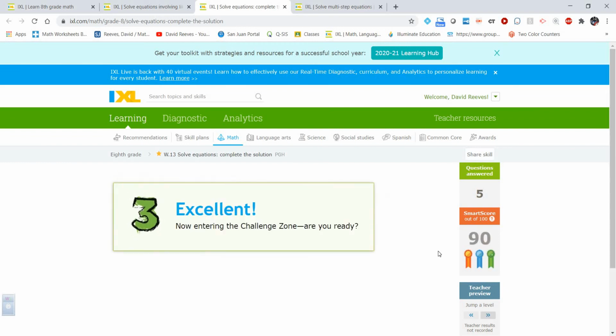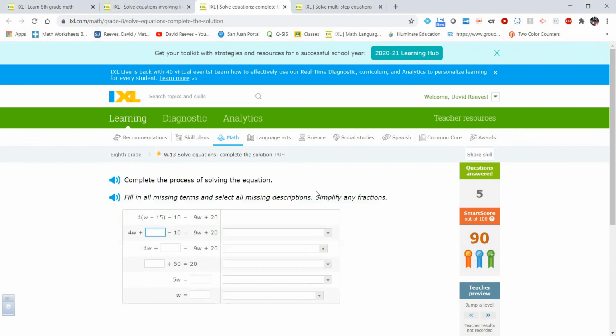Let me just do that. Took 2 steps. Let's see what they got in the challenge zone. Oh my gosh, look at all these blanks. So much fun. All right, well, look at this. They did distribute this time.